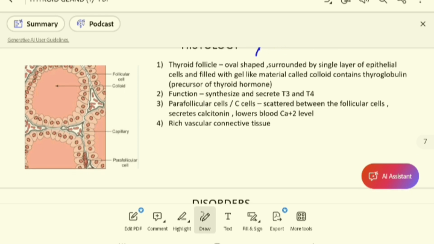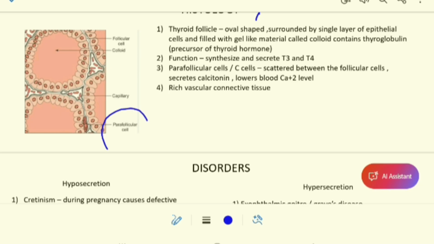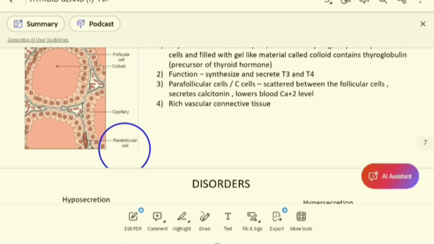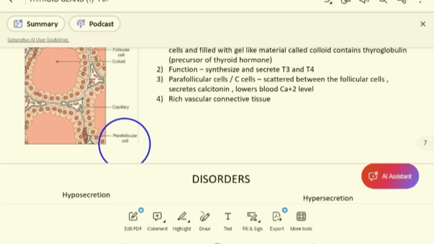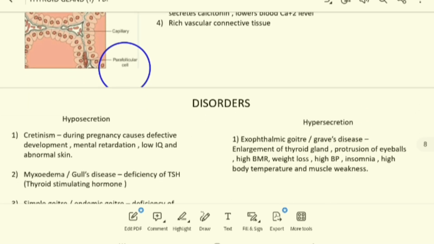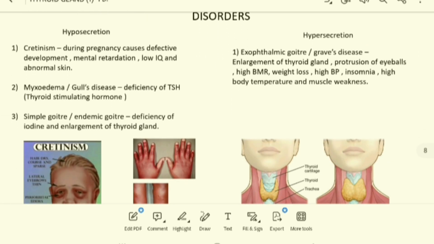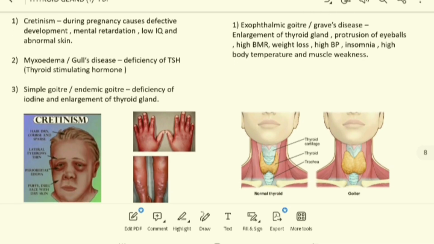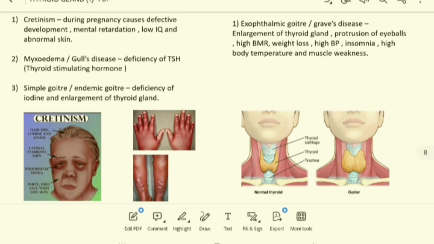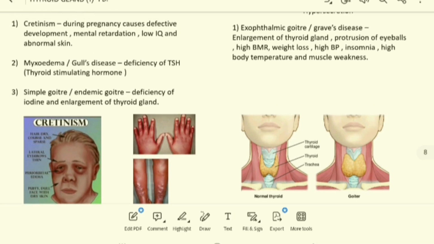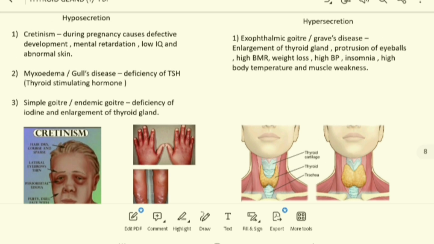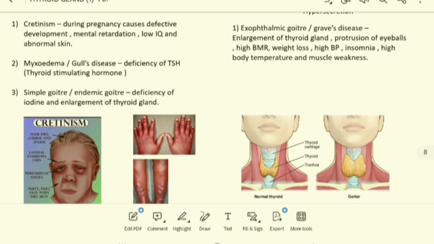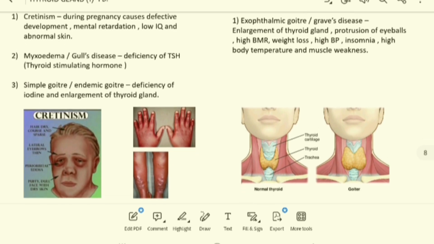Parafollicular cells or the C cells are responsible for the secretion of calcitonin that is going to lower your blood calcium levels. Rich vascular connective tissue. Coming to the disorders, this is also important. Hyposecretion first. Cretinism during pregnancy causes defective development, mental retardation, low IQ and abnormal skin. Here, physical abnormality can be reversed by treatment, but mental retardation cannot be reversed, okay?